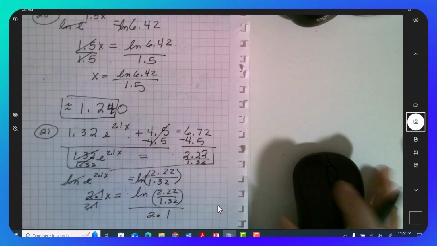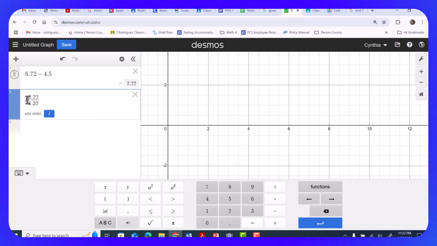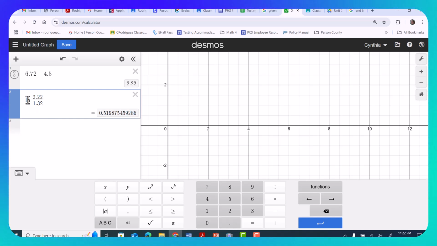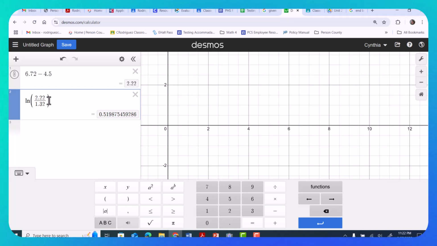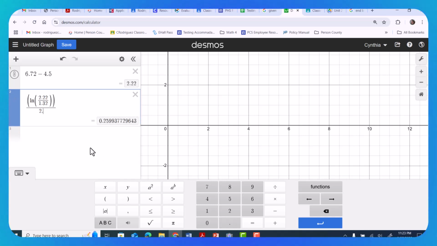Okay, let's move back over to our calculator. So we're going to take the natural log of 2.22 divided by 1.32. Let me put all that in parentheses. And then we're going to divide that by 2.1. Okay, so our final answer is 0.248 if I round to the nearest thousandth.